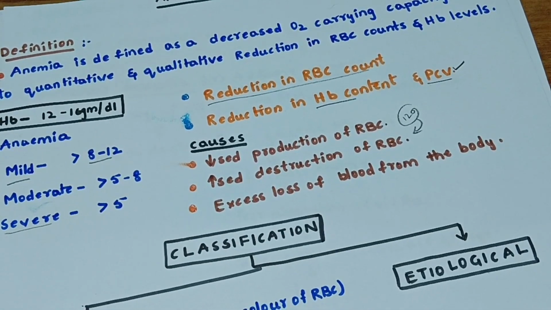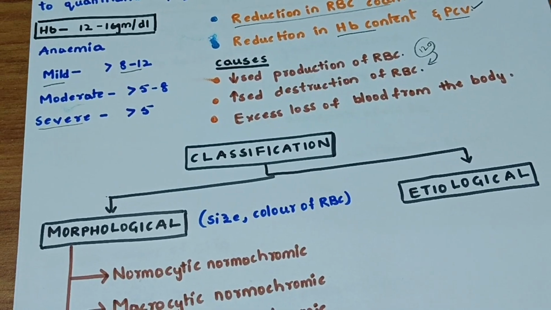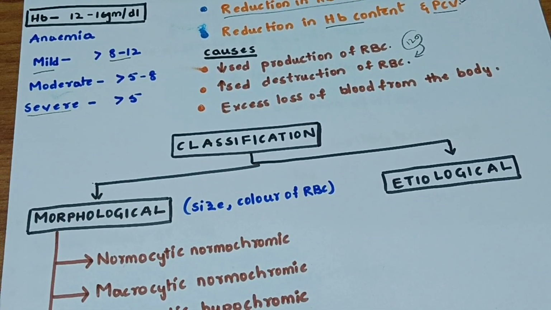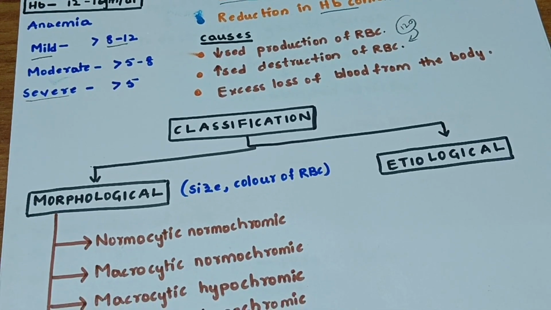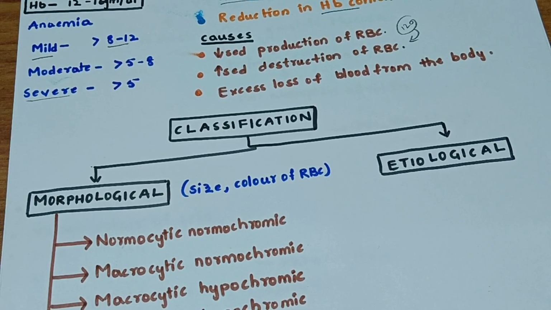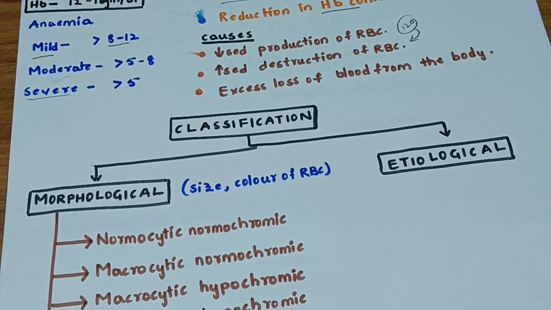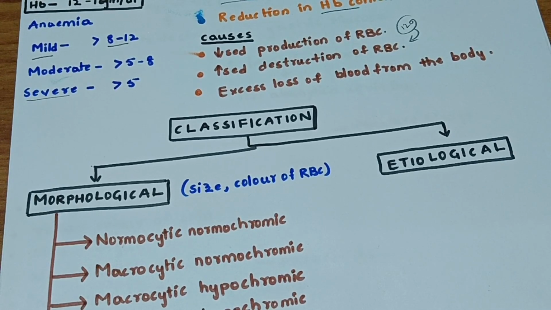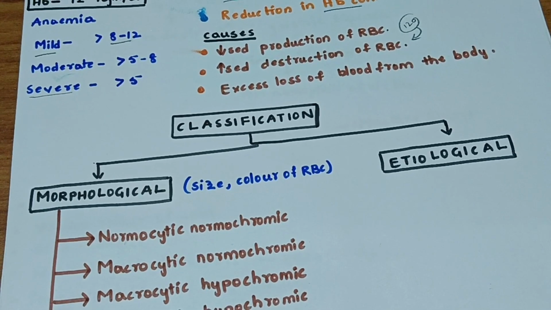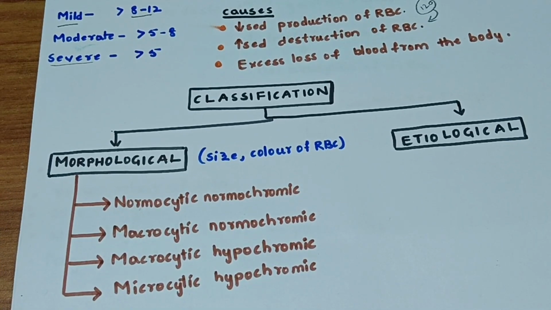Now let's see the classification of anemia. Anemia is broadly classified into morphological and etiological. The morphological classification is divided into classes based on the size and color of the RBC. So what are these classes? They are normocytic normochromic, macrocytic normochromic, macrocytic hypochromic, and microcytic hypochromic.